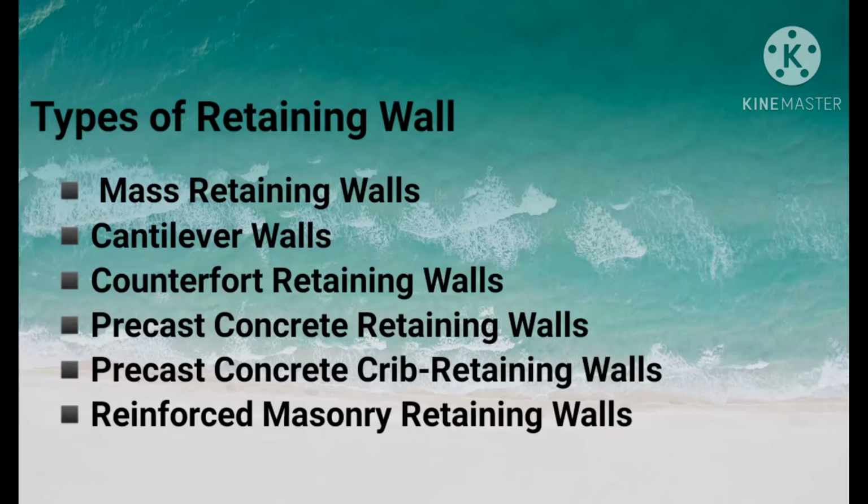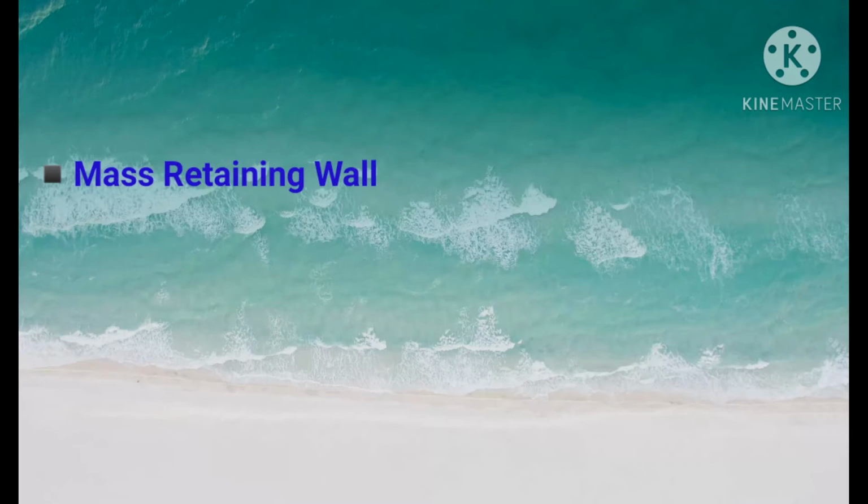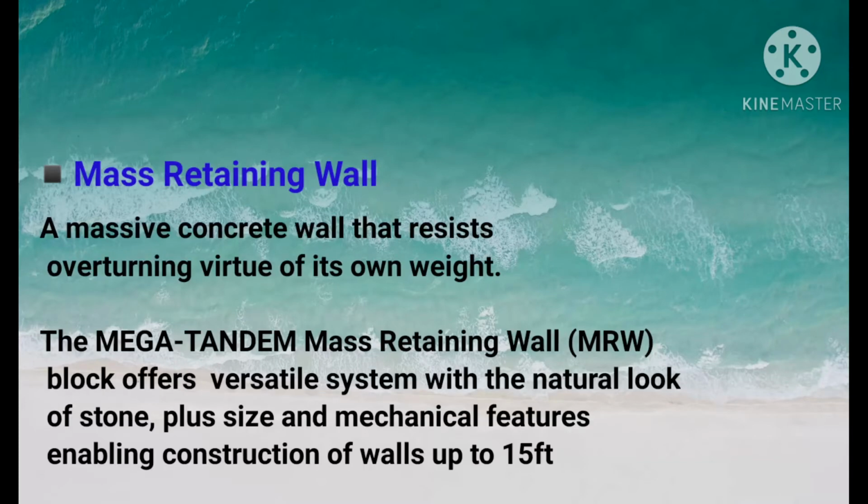Here are 6 types of retaining wall: mass retaining walls, cantilever walls, counterfort retaining walls, precast concrete retaining walls, precast concrete crib retaining walls, and reinforced masonry retaining walls. Mass retaining wall: a massive concrete wall that resists overturning by virtue of its own weight. The Mega-Tandem mass retaining wall block offers a versatile system with the natural look of stone, plus size and mechanical features enabling construction of walls up to 15 feet.